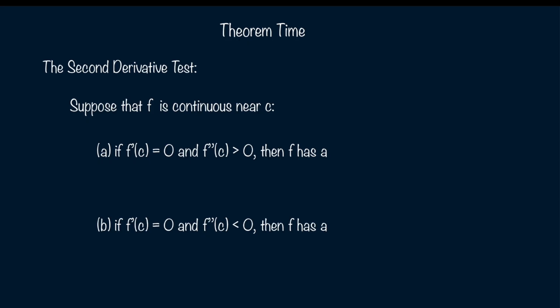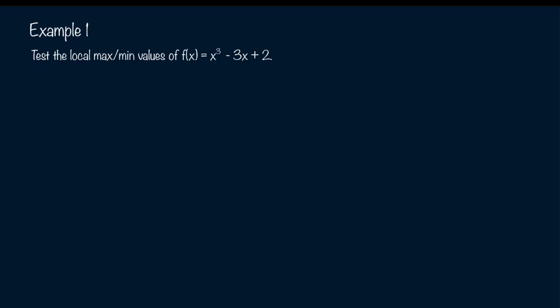If f prime of c equals 0 and f double prime of c is greater than 0, then f has a local min at c. If f prime of c equals 0 and f double prime of c is less than 0, then f has a local max at c.